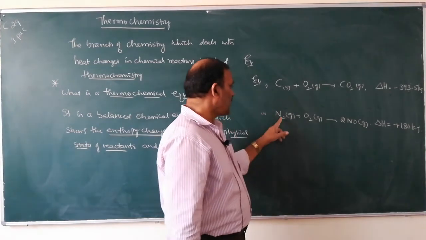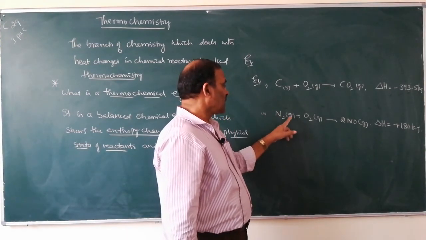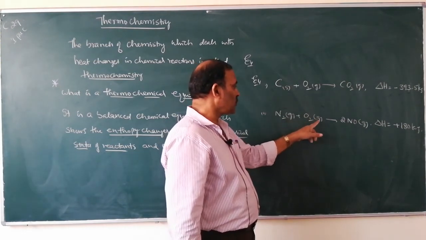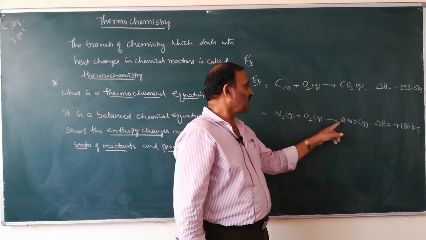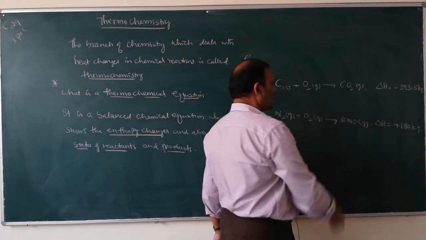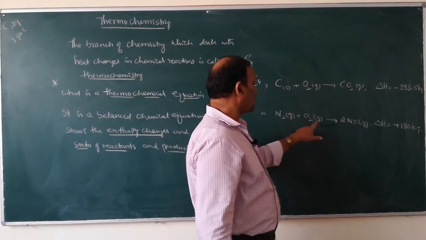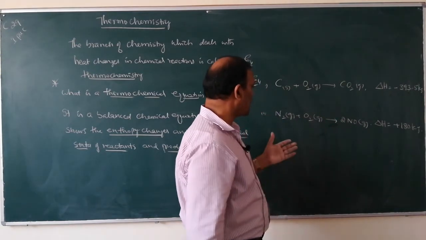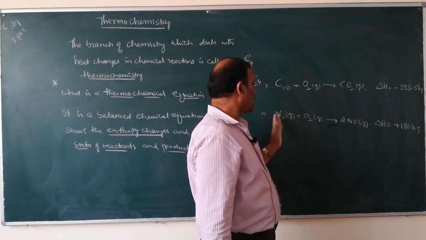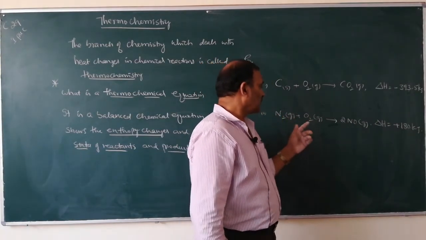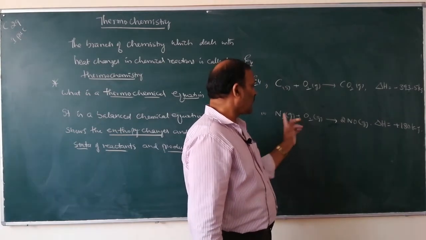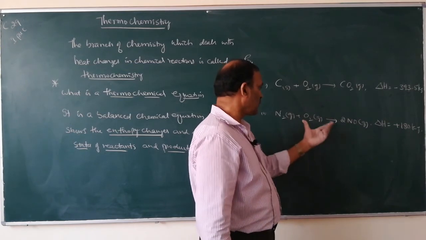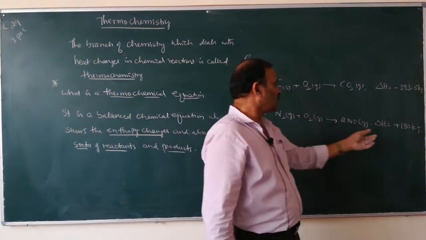Example 2: N2(g), g indicates nitrogen is in the gaseous form, plus O2(g) gives 2NO(g). So both reactants and products are in the gaseous state. It is a balanced equation because the number of atoms of the elements are equal on either side. Nitrogen 2, oxygen 2, oxygen 2. So it is balanced. And also the heat changes.